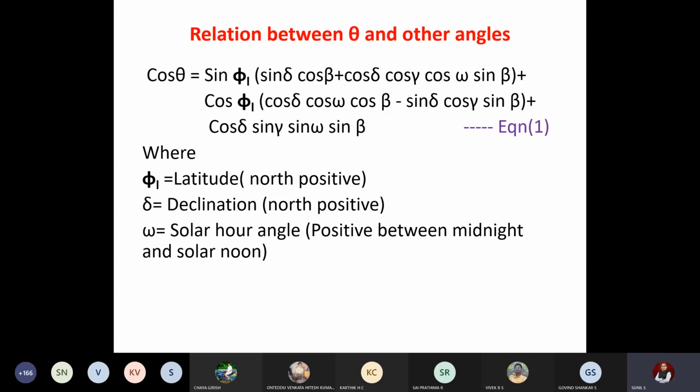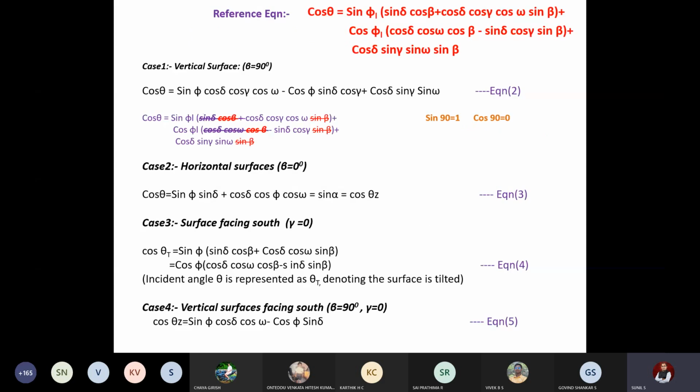Hour angle is positive between midnight and solar noon. 12 night to 12 morning, it will be positive. Again, 12 morning to 12 night, it will be taken as negative. So this we have discussed. And how to modify this equation for a given case. So 4 different examples we have taken and we have modified this. The same question was given as an assignment also.